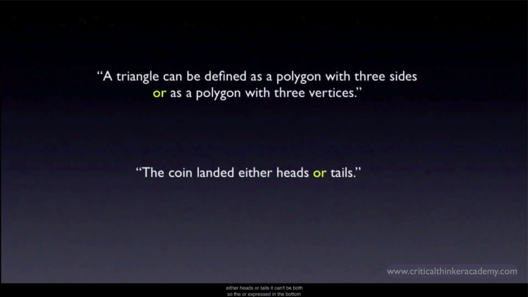It can't be both. So the "or" expressed in the bottom sentence is more restrictive than the "or" expressed in the top sentence. The "or" on top is called an inclusive or. It includes the case where both disjuncts can be true. The "or" on the bottom is called an exclusive or. It excludes the case where both disjuncts can be true. When examining arguments that use "or," you need to know what kind of "or" you're dealing with, an inclusive or an exclusive or, because the logic is different.